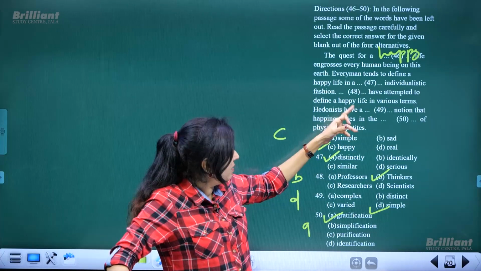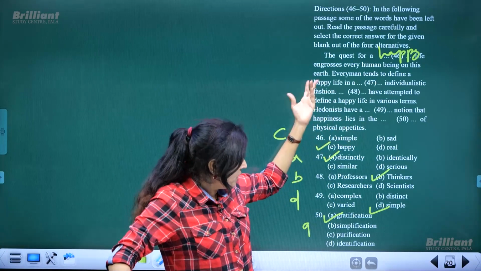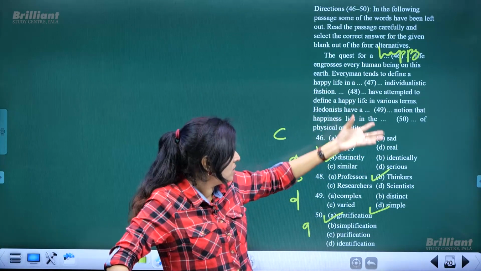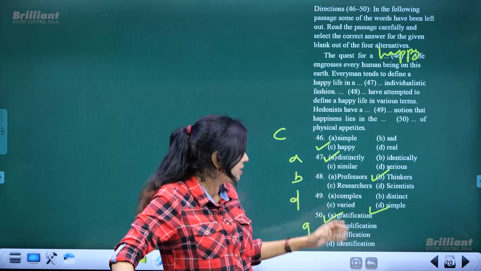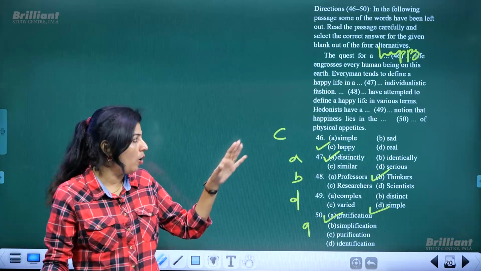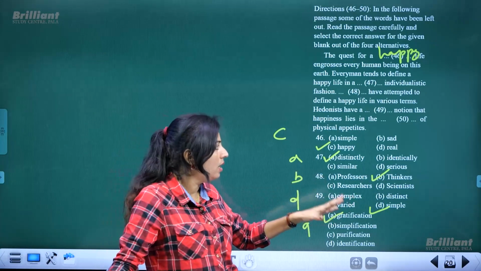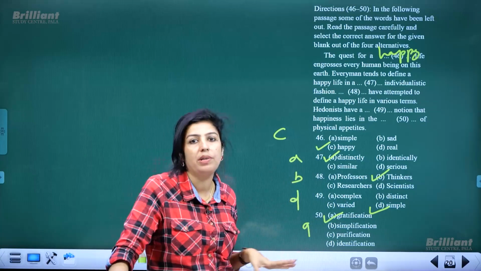Thinkers have attempted to define a happy life in various terms. Hedonists have a simple notion, so simple, that happiness lies in the gratification or satisfaction of physical appetites. If you fulfill all your physical needs, that means you will be happy. According to them, the theory is so simple that if you are able to satisfy your physical needs, you will be really happy.